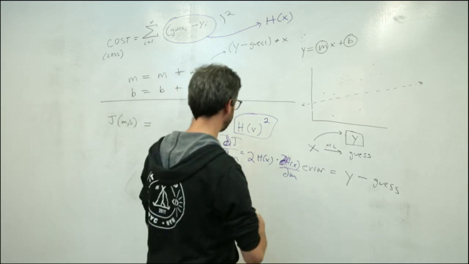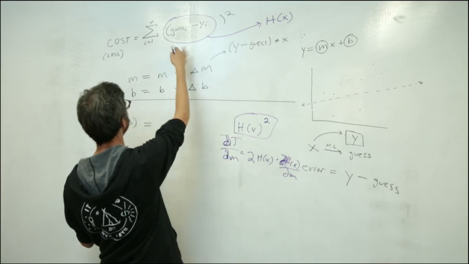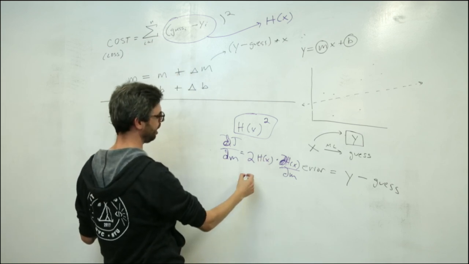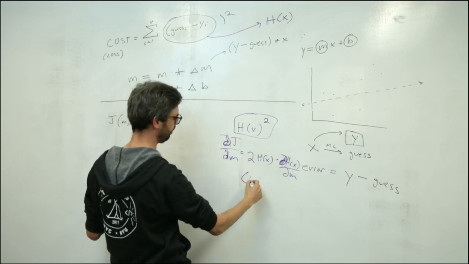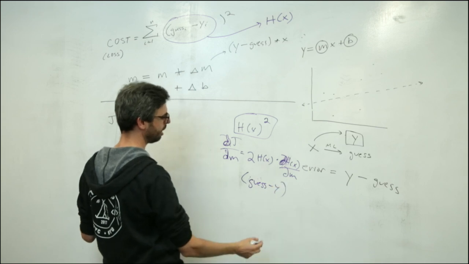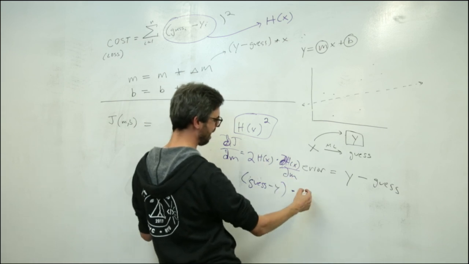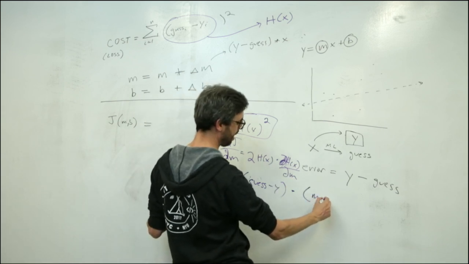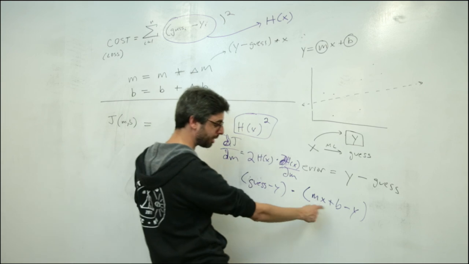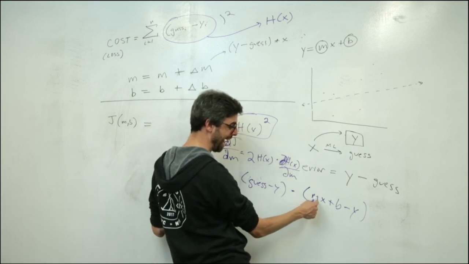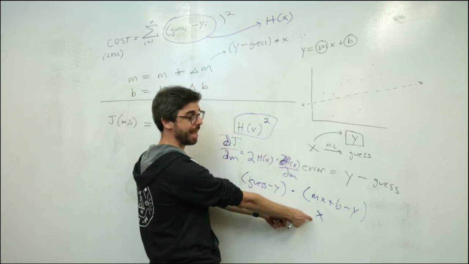I'm going to look in the chat, because this is where I'm going. Then this is going to get the 2 I can get rid of because the learning rate's going to cancel it out. I could have just added a 1/2. So then this is going to be this function, which is guess minus y, times the derivative of guess minus y relative to m, which is mx plus b minus y. And x and y are constants here. I'm doing the derivative relative to m. So what I end up getting here is just x. So that's why I have the error times the input x.